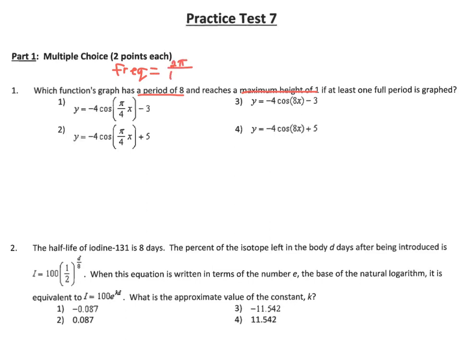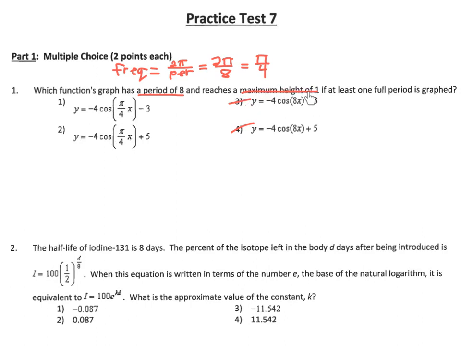The reason I think this one's easier to use is because they give us the period. So I'm going to replace the period with 8. And if I simplify this, 2 over 8 simplifies to 1/4. So this would be 1 pi over 4. Okay, so we can automatically eliminate choice 3 and 4 because the frequency is what goes in front of the x, and these have frequencies of 8, so it can't be either one of these. These are the two that have a frequency of pi over 4.